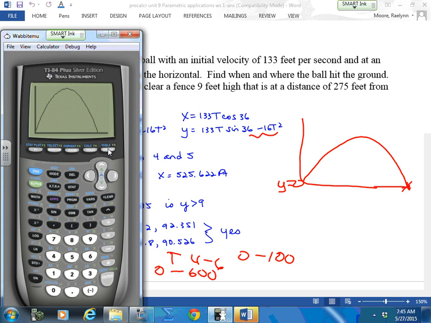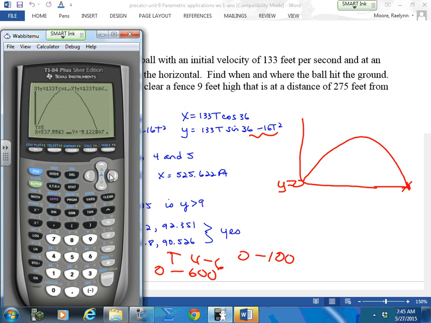So we want to trace this guy to see where it hits the ground. We know it was between 4 and 5 somewhere. So there's 5, I'm just below the ground. There's 4, I'm above the ground. So I'm kind of closer to 5.